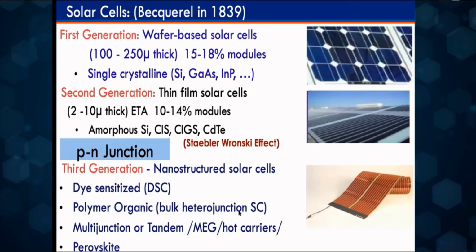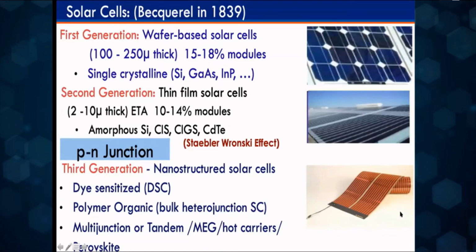Here, third generation solar cells are based on a different class of material. They are called dye-sensitized solar cells, polymer organic bulk heterojunction solar cells, and multi-junction. And perovskite is recently used as a sort of wonder material, where the efficiencies are as good as silicon. And if you look at it pictorially here, silicon is very rigid, very thick, heavy, and with third generation materials, you can make it flexible.